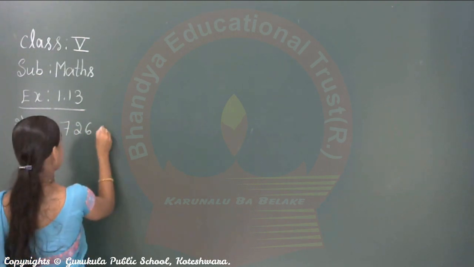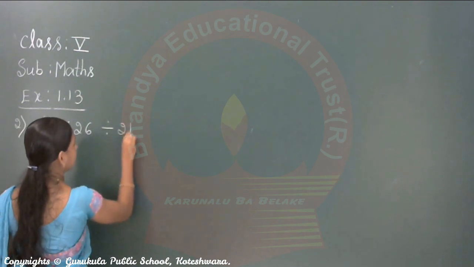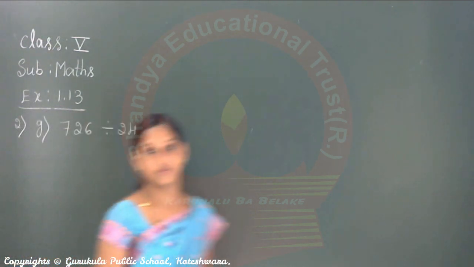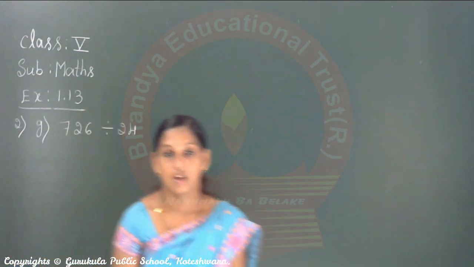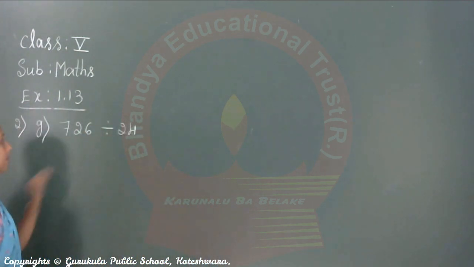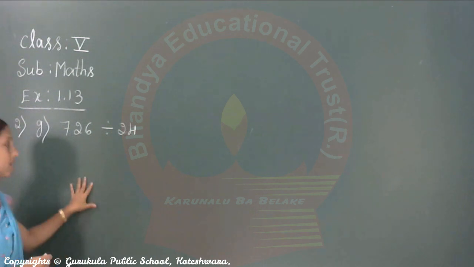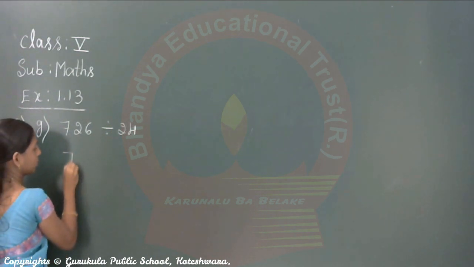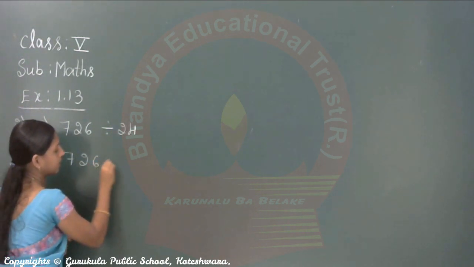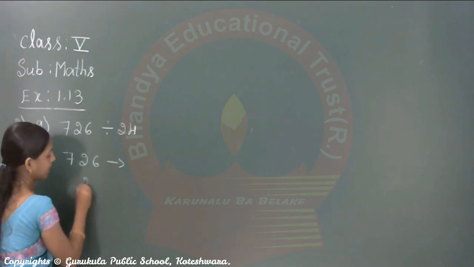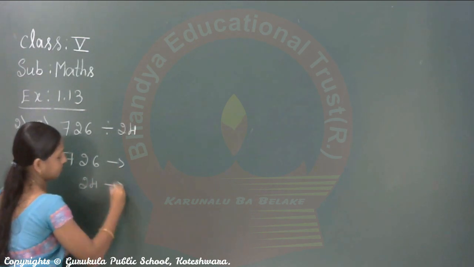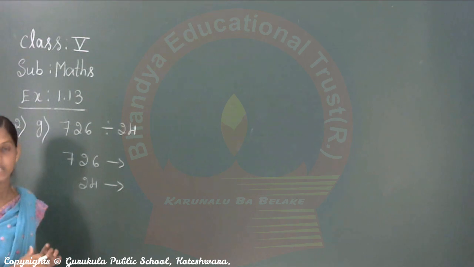726 divided by 24. So here it is a division. Here already I have said you 726 and 24. Already I have said you, right?